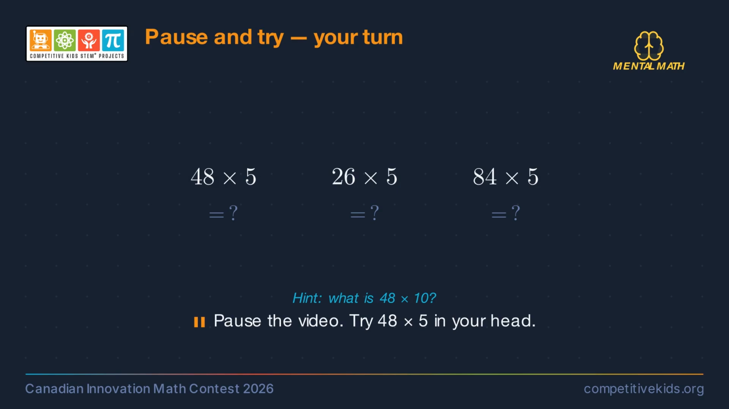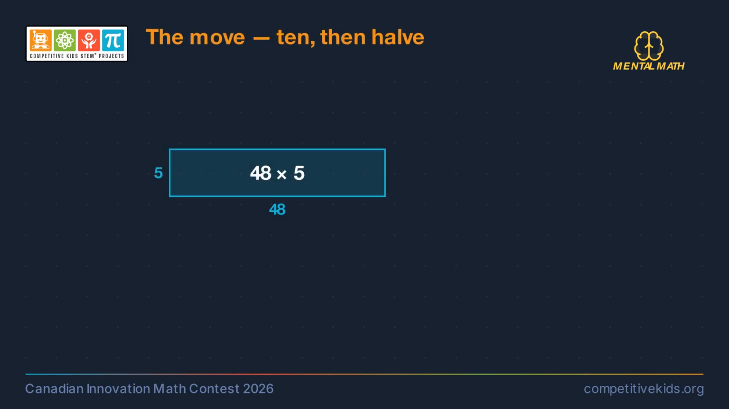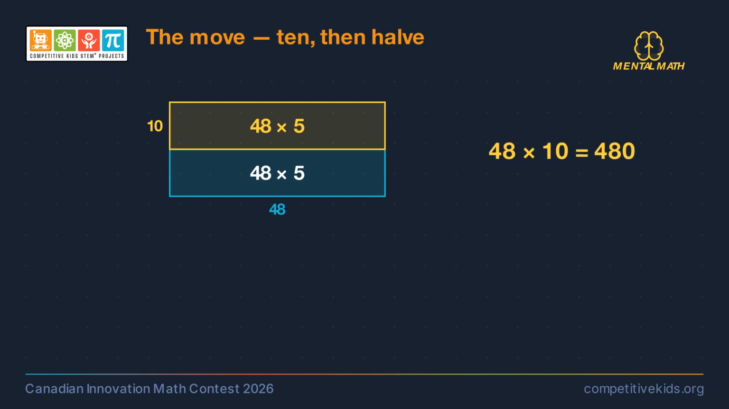Here is a hint. What is 48 times 10? Here is the move. 5 is just half of 10, so double the height. 5 becomes 10. Times 10 is easy, just add a 0. 48 times 10 is 480.